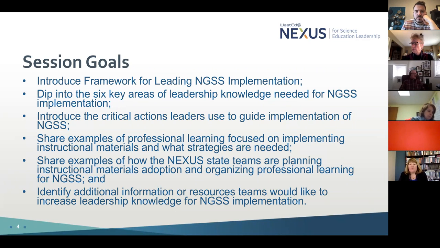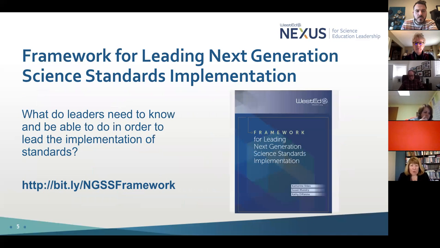And finally, we'll give you an opportunity to identify any additional information or resources that you'd like for us to track down for you in support of your work through NEXUS. So those are our goals, and hopefully we'll be able to hit them all in our short period of time.